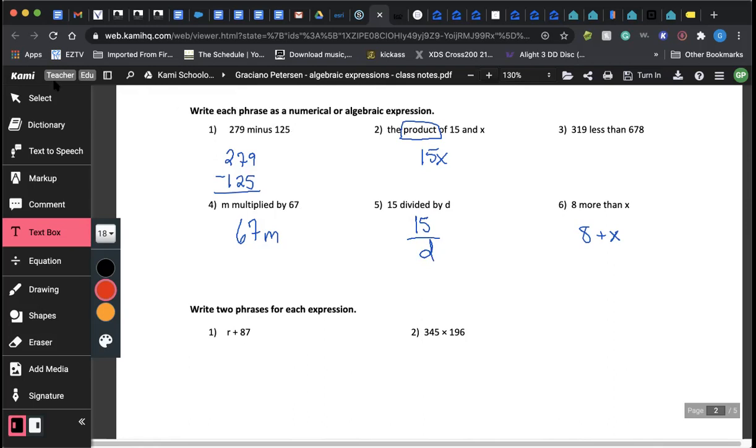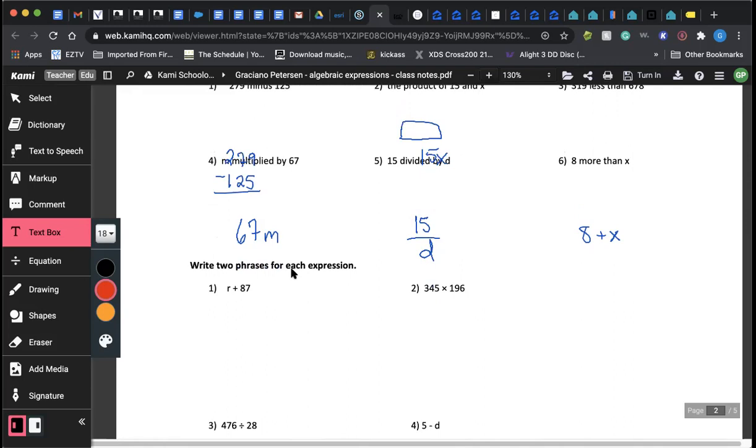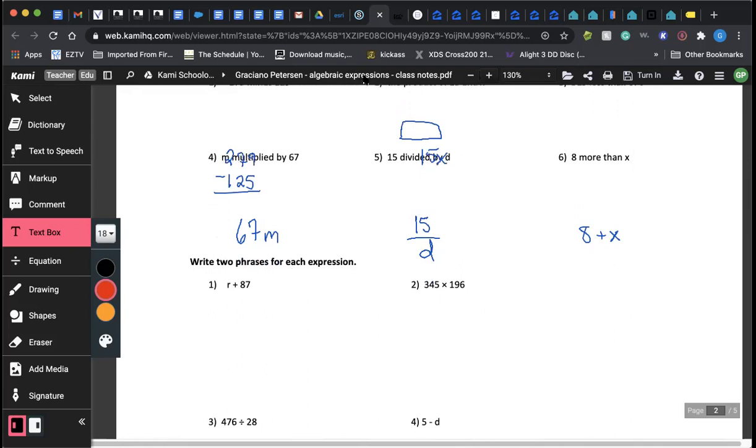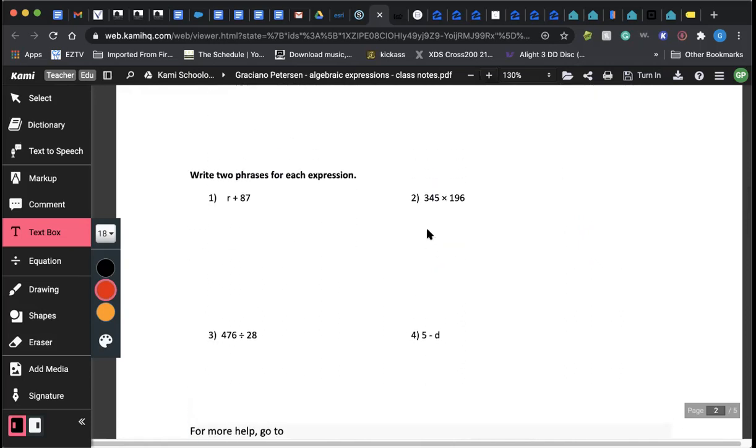Okay. Let's try it the other way. Let's turn some expressions into phrases. All right, so let's try number 1. It looks like r plus 87.